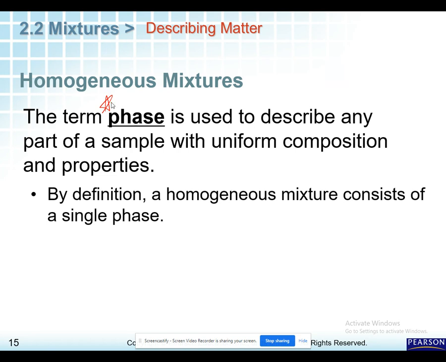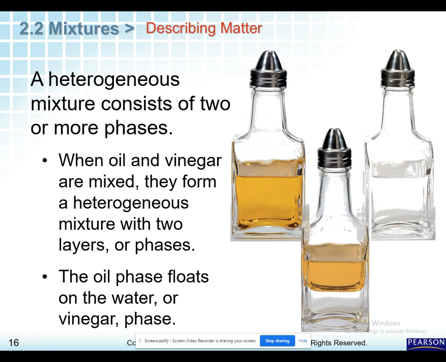The reason is because the definition is it's a part of the sample with uniform composition and properties. And that definition sounds an awful lot like homogeneous. So that's usually where they get it mixed up on the test. So a phase is just how many things can make up that mixture. What does it look like? If you have a homogeneous mixture, we say that it consists of a single phase. And that's because when you actually look at this, it looks like it's only one thing. It looks the same, so we consider this one phase. Over here, it looks the same, so we consider this one phase.